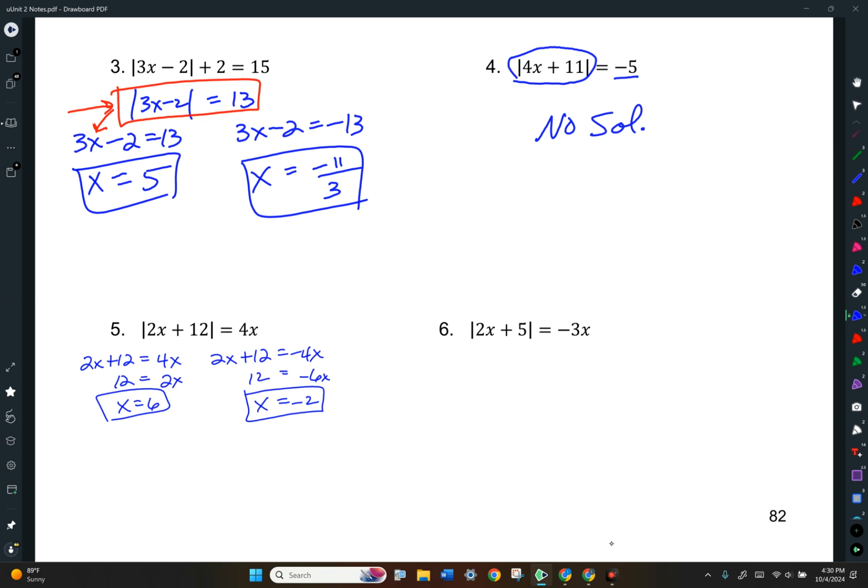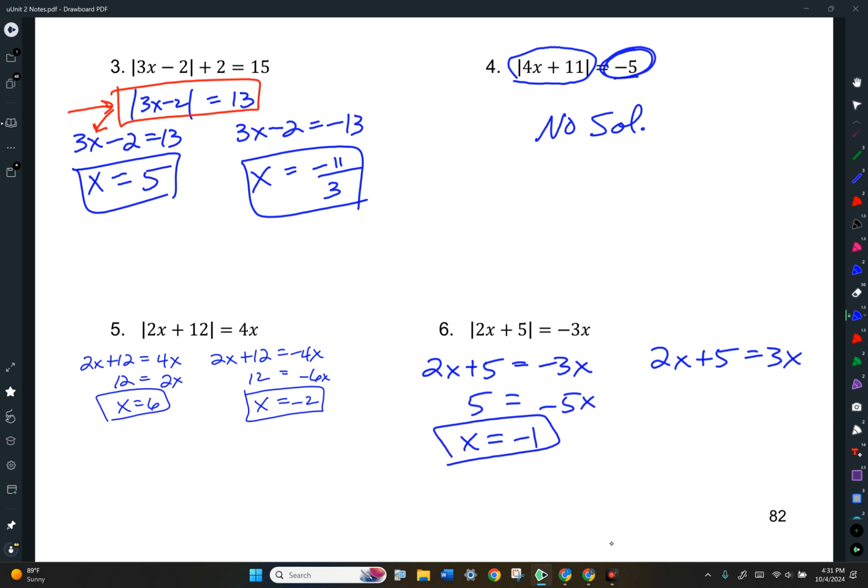Okay, so I can't just automatically say no solution, because negative 3x is not always a negative number, whereas up here, negative 5 is always a negative number. Okay, so I'm still going to follow my pattern, write your two equations. So 2x plus 5 equals negative 3x, or 2x plus 5 equals positive 3x. So if I move the 2x over here, negative 5x equals 5, x equals negative 1. On this side, if I subtract my 2x, I'm going to get x equals 5.